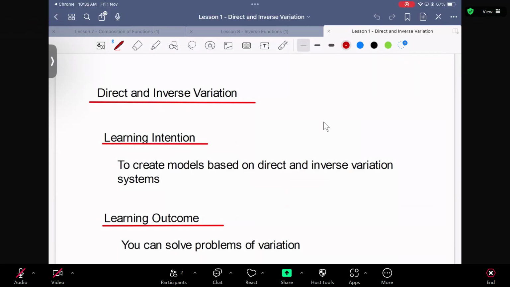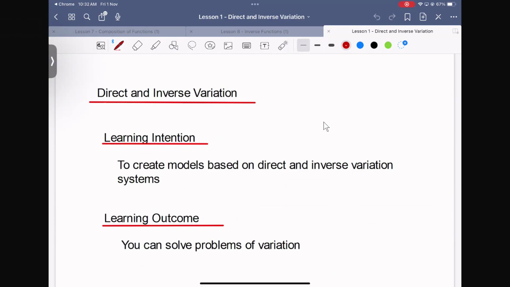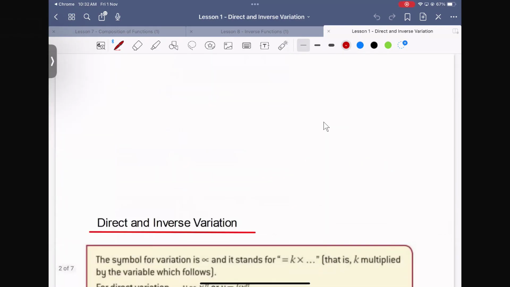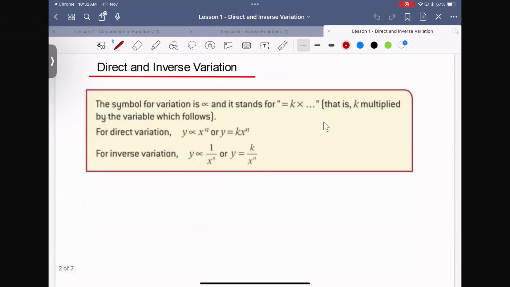We are looking today at direct and inverse variation. Our goal today is to be able to create models based on direct and inverse variation systems. So let's have a little look and talk about what is direct and inverse variation.